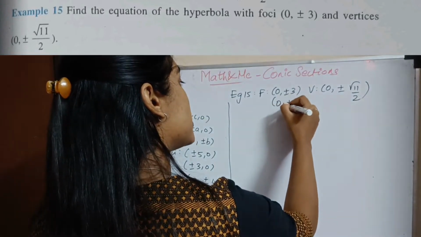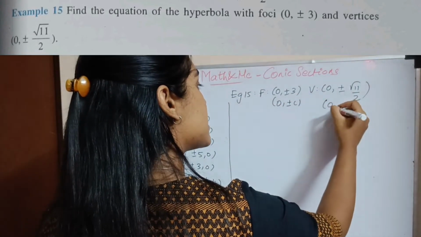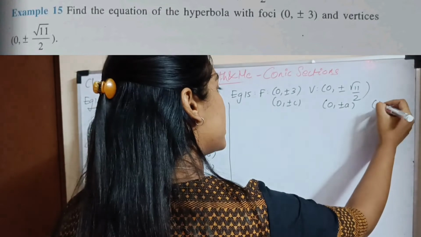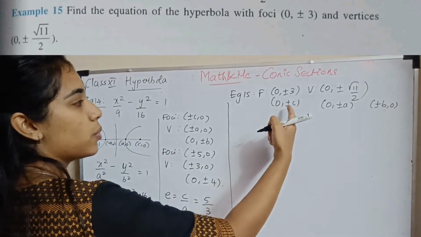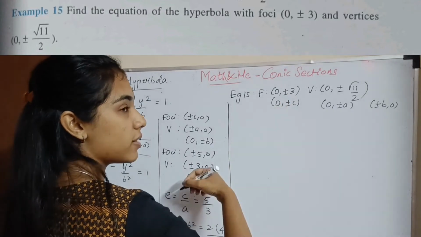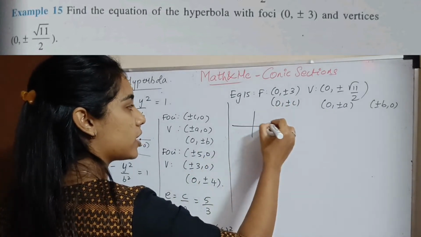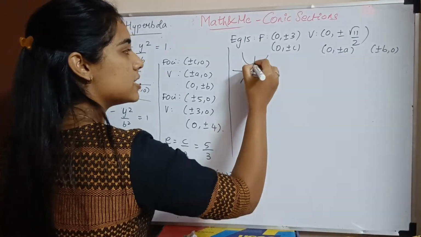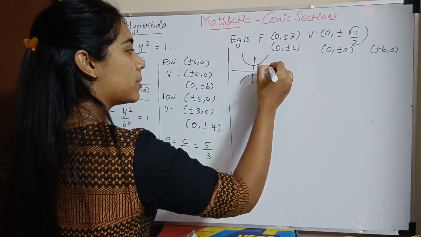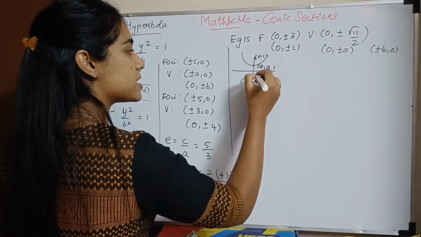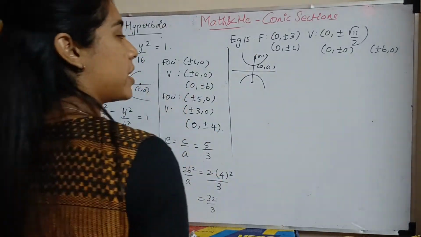Foci are 0, plus or minus c. Vertices are 0, plus or minus a. And the other points are plus or minus b, 0. So where do your foci lie? They lie on the y-axis, so your hyperbola will look like this. This is your foci, this is your 0, a, this is 0, c, and you have plus or minus b, 0.